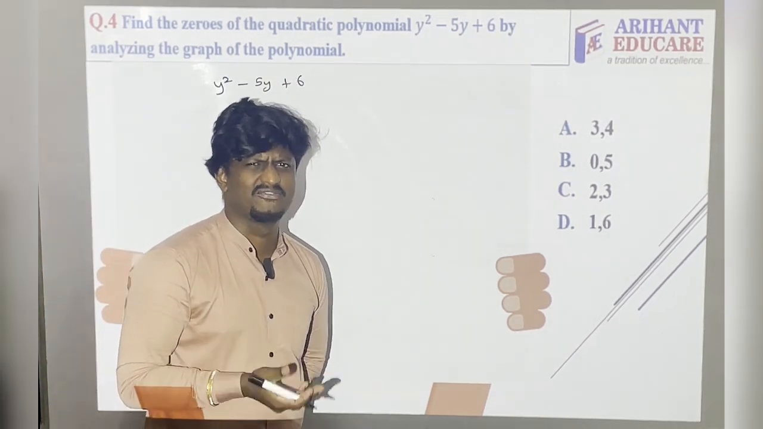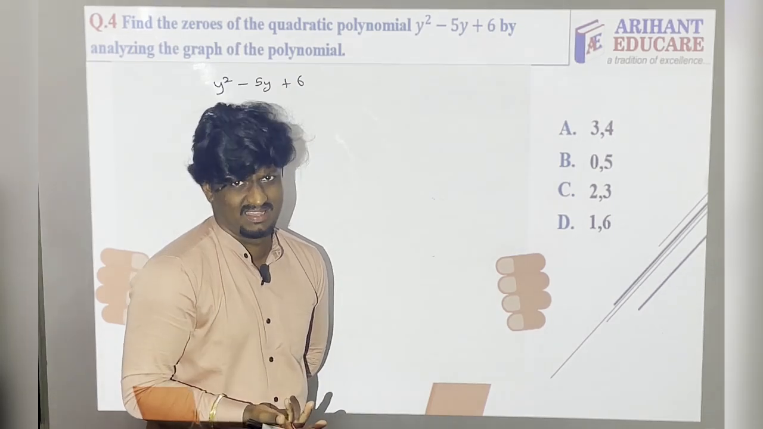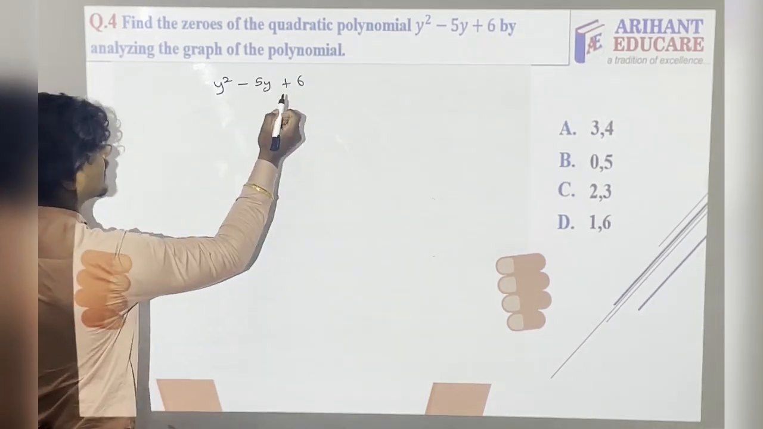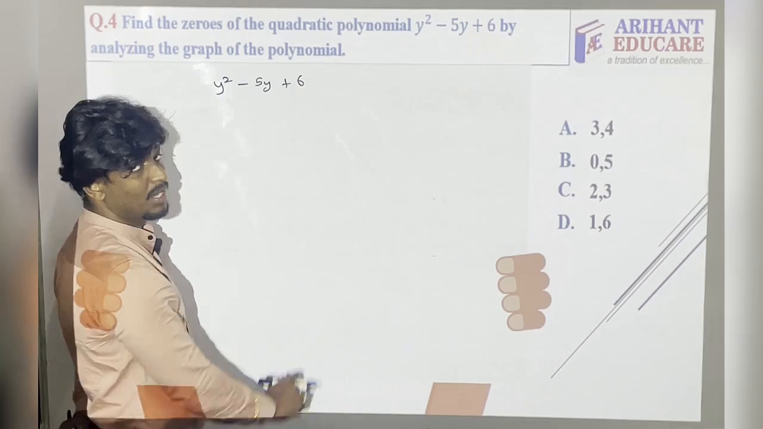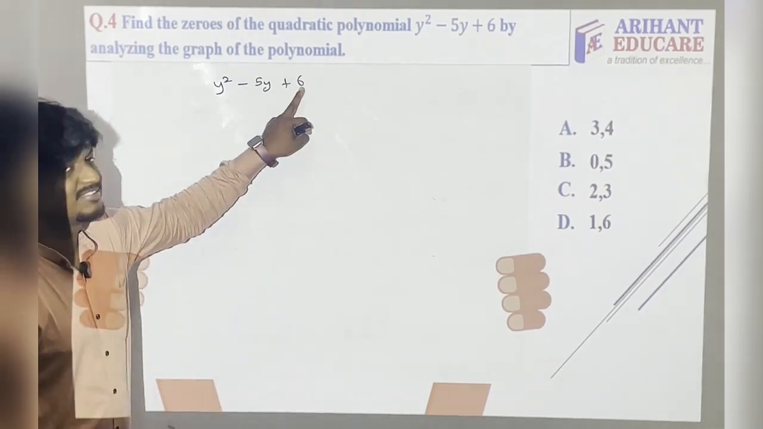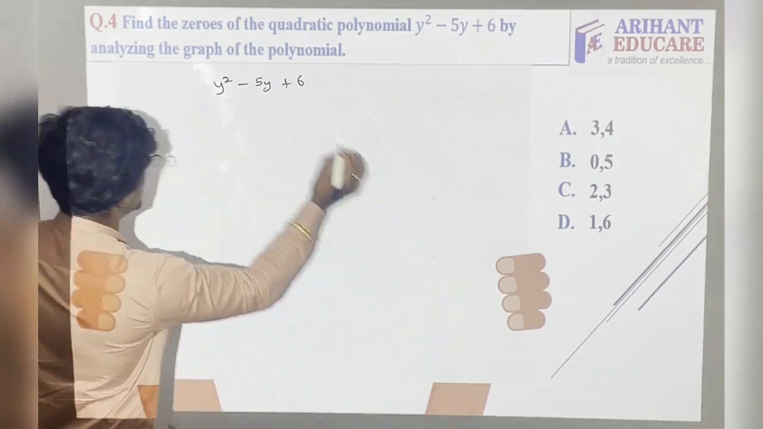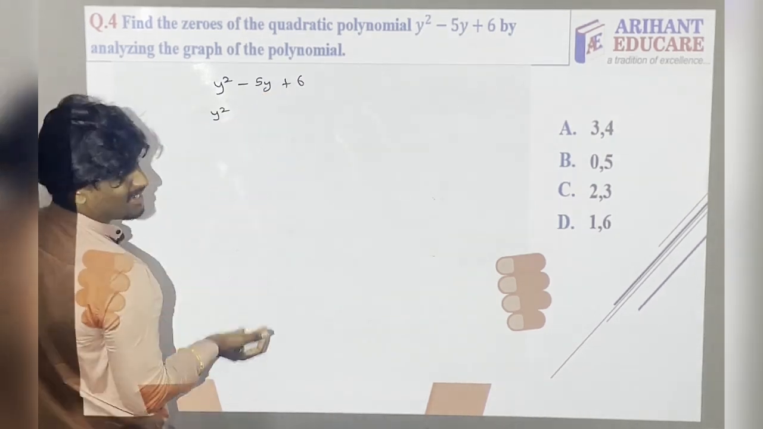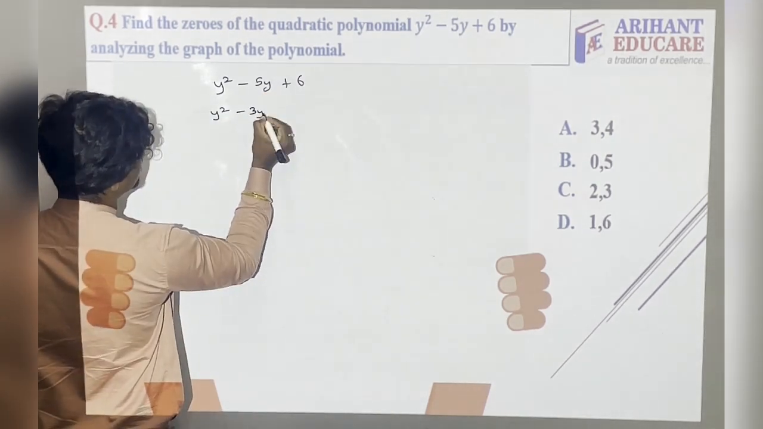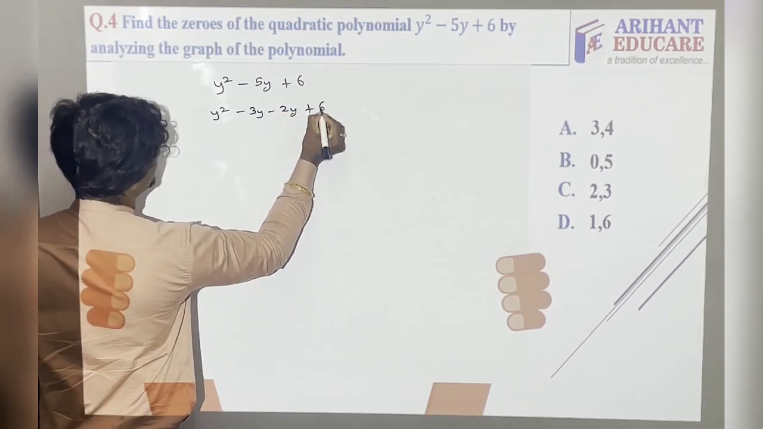Why would I even require a graph for this? I just need to factorize it. Okay, can you help me with that? 6. Okay, we need two numbers which give you the product as 6 and the sum as 5. Simple. 6, 1, 3 and 2. That's it. And so we have to get minus 5y. So obviously I'll go for minus 3y minus 2y plus 6.